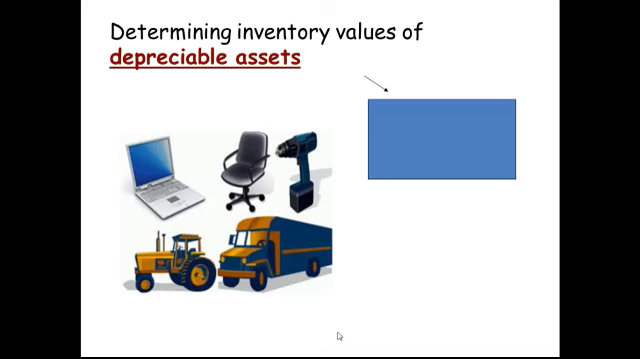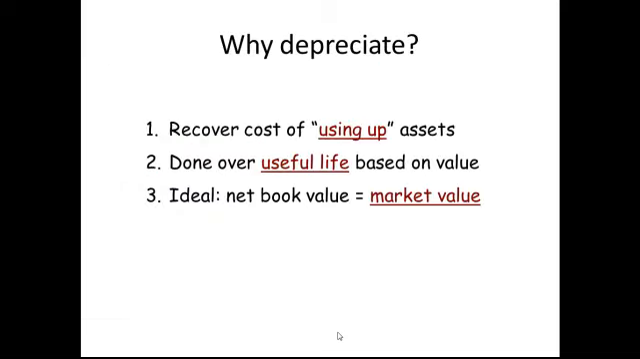Then you have another type, which is depreciable assets. Depreciable assets are those whose value as a business asset decreases because of wear and time. So over time and wear of the equipment, the value does go down, just like anything else. And so you look at a recovery cost of using up your assets like that, done over what they call a useful life based on value.